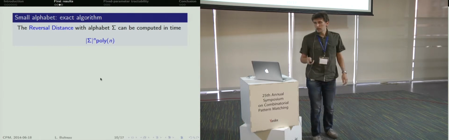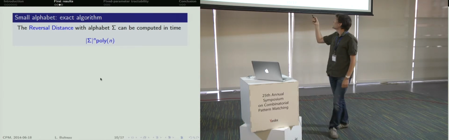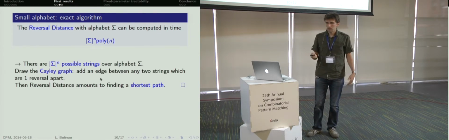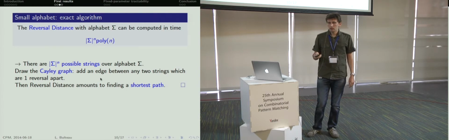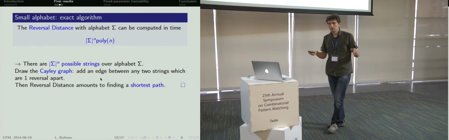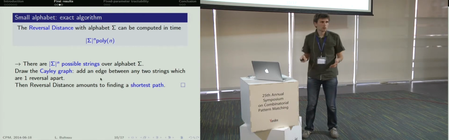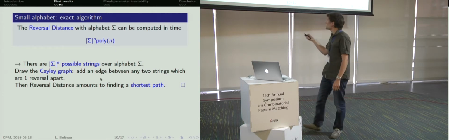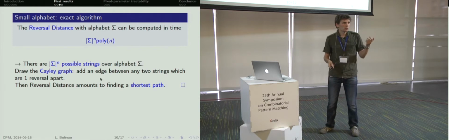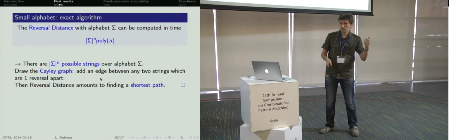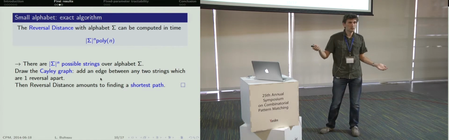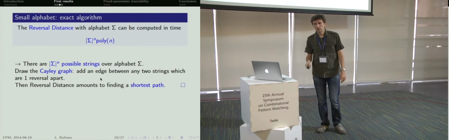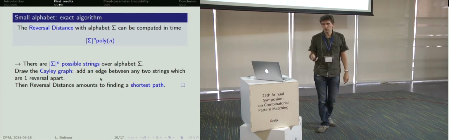So this exact algorithm in sigma to the n time, it's also easy to see. It's an idea which has been around for some time for different problems. It consists of drawing the so-called graph of all possible strings over the alphabet sigma which can be reached from our starting strings. And we draw an edge between any two strings if we can go from one to the other with one reversal, and finding the reversal distance is finding a shortest path. And the sigma to the n exponential factor is the size of the graph, the number of strings we can reach.